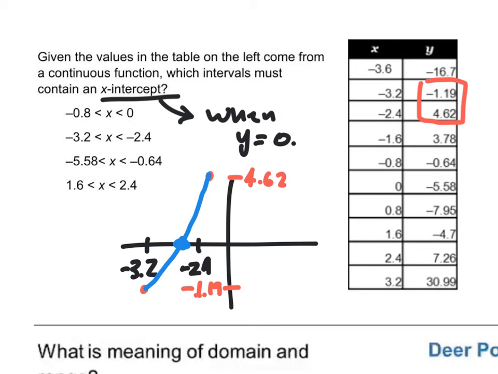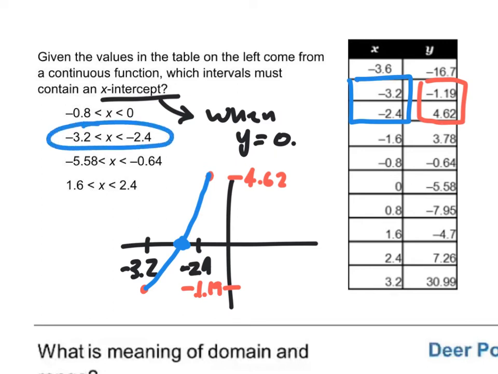Looking at a table of values can kind of show you, but this graph kind of helps solidify that. And that's what we're looking for. If I know that a y value goes from negative to positive or from positive to negative, at some point in between these two x values, it had to go through 0. It had to go through the x-axis. So where else does that occur? That occurs between negative 3.2 and negative 2.4, and that's this value right here.